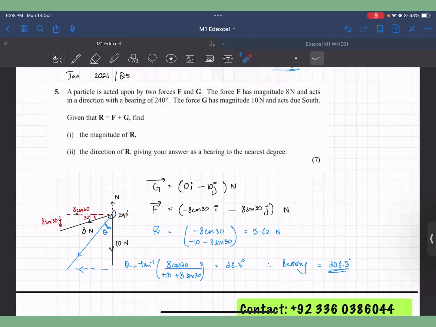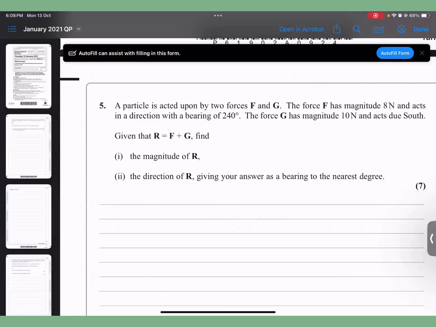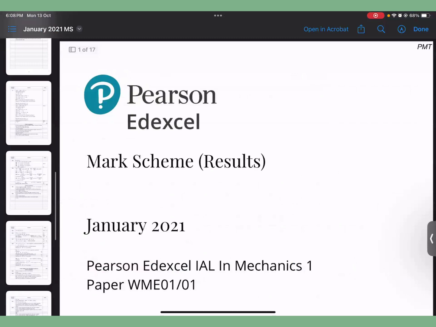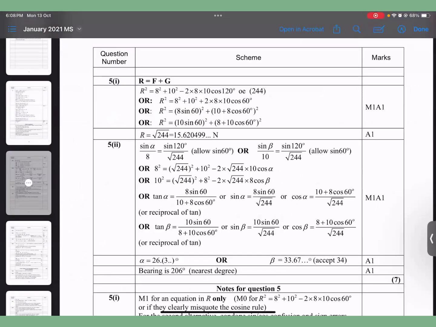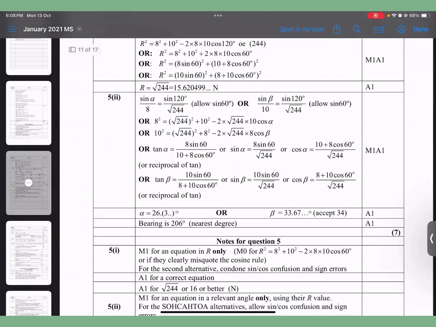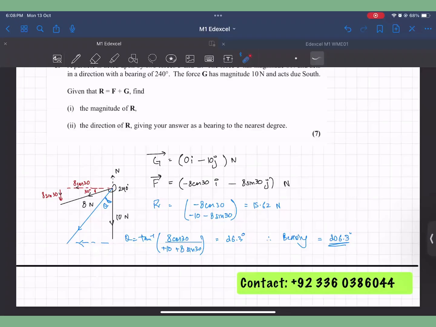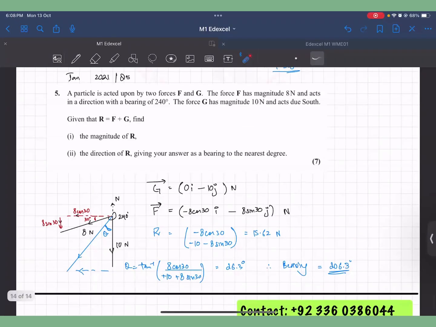Let's check the answers as well. Question number 5, January 21. The answers are 15.62 and 206. We lost 1 mark because we didn't round it; the question says giving your answer as a bearing to the nearest degree. So 206.